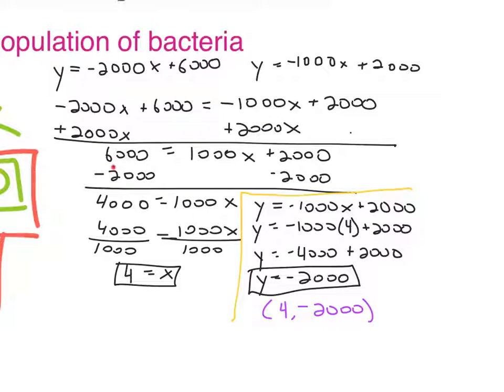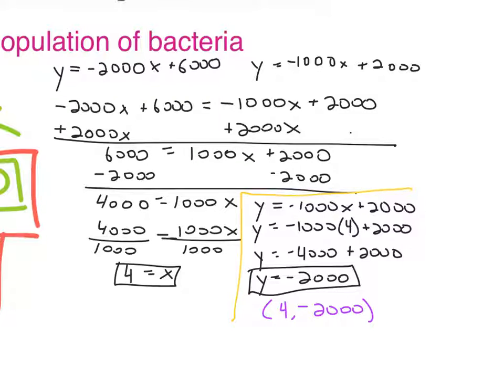Okay? Add 2000 to both sides. We're left with 6000 on the left, and this becomes a positive 1000x plus 2000. So subtract that 2000 away, and you get 4000 equals 1000x. Divide by the coefficient, 1000, and you get 4 is equal to x. When I substitute that back into one of the equations, x is 4. We multiply it out, we get negative 4000 plus 2000, so y is negative 2000. And this is what we get as a result.